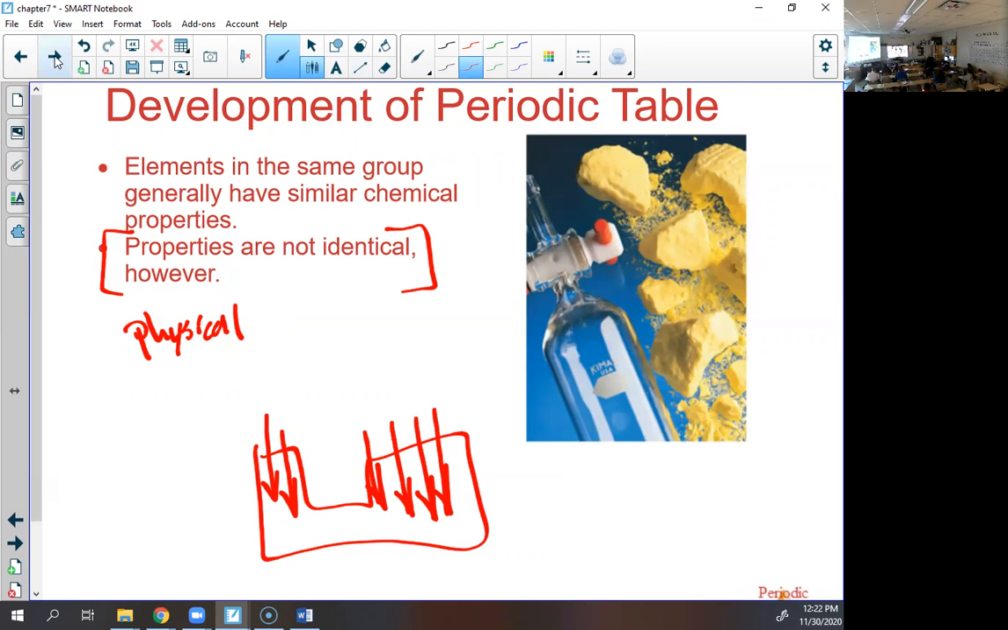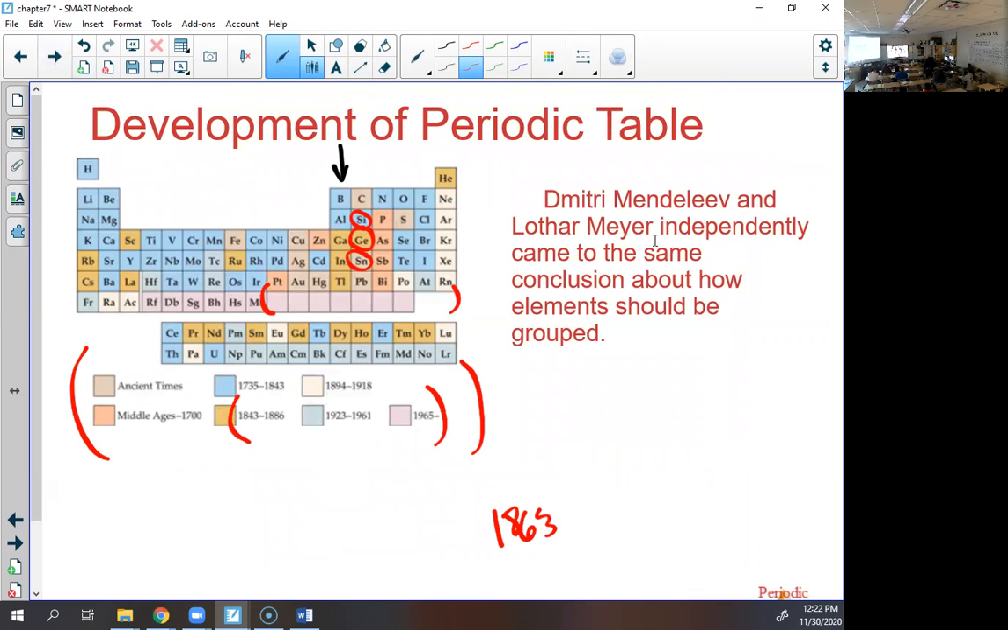Okay. Next, Dmitri Mendeleev and Lothar Meyer independently came to the same conclusion about how elements should be grouped. You don't need to worry about this, but just know it happened around 1863. There were elements that were not even discovered yet, and it was pretty cool. They figured, hey, we don't know these, let's just leave them blank because we'll eventually find them.